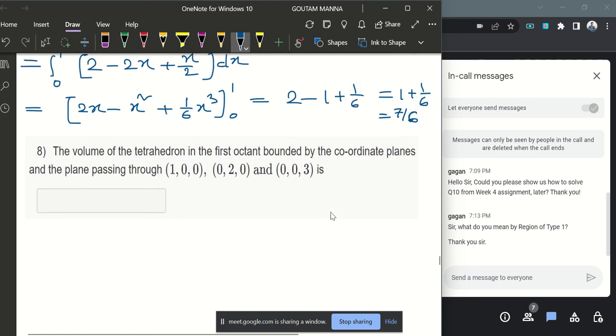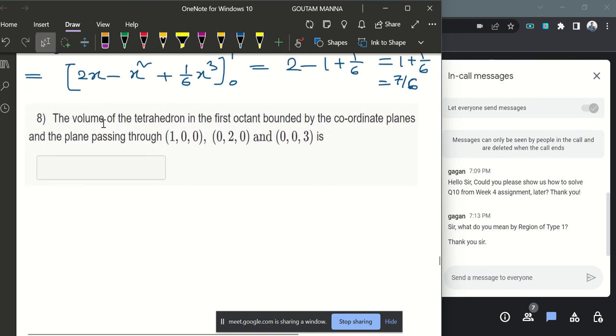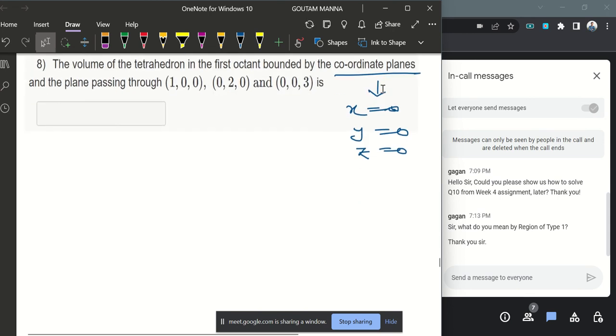Now problem 8, we have to find out the volume of the tetrahedron in the first octant bounded by the coordinate planes. Coordinate planes means the x equals 0 plane, y equals 0 plane, and z equals 0 plane, and the plane passing through these 3 points.